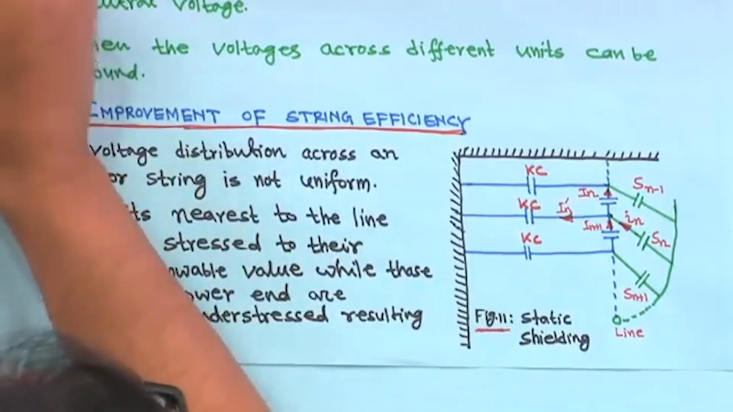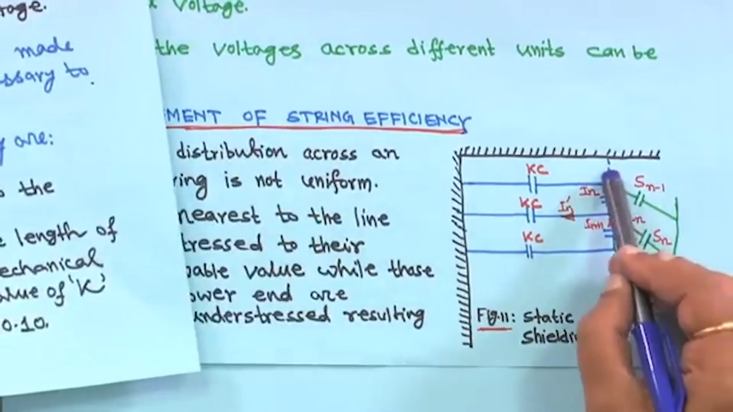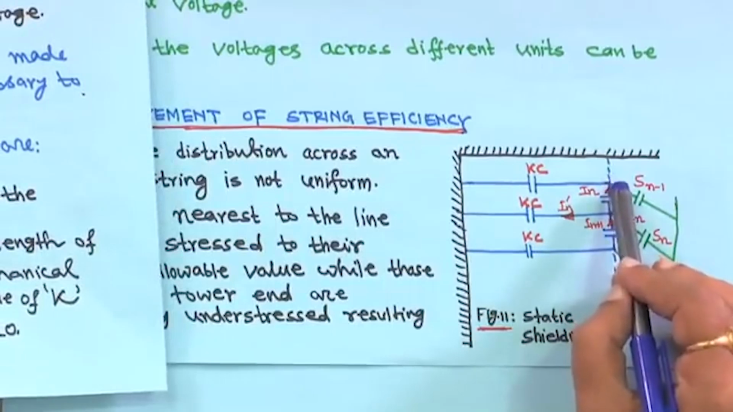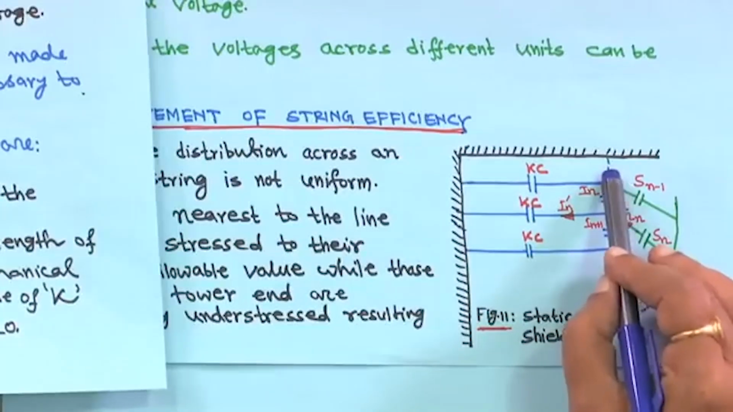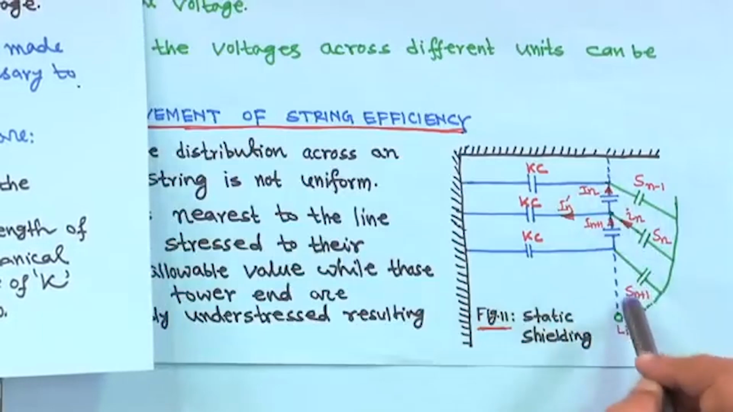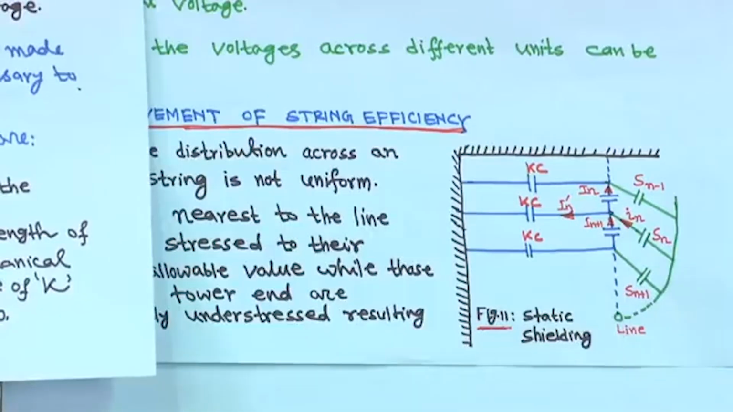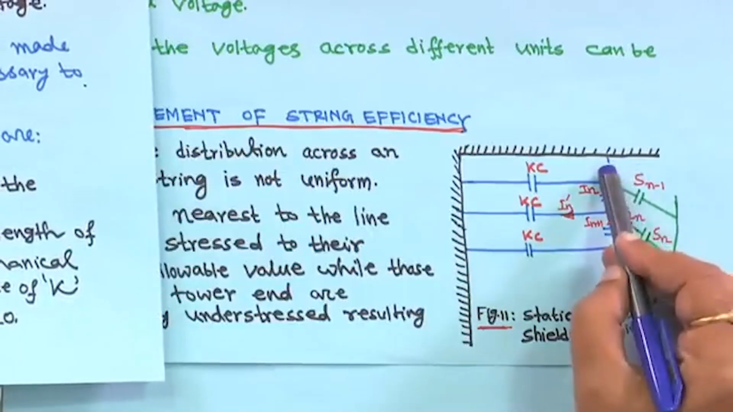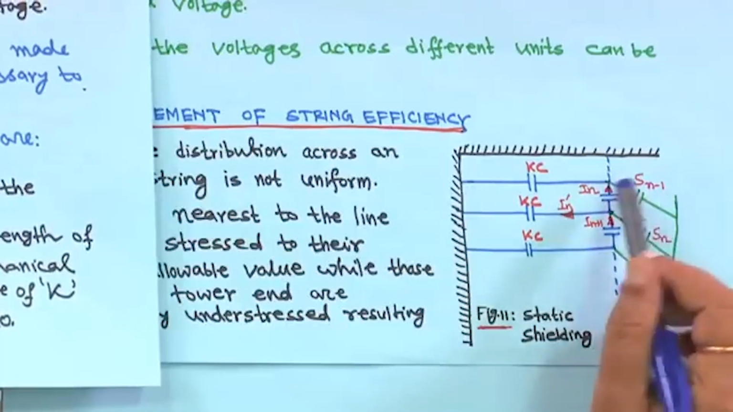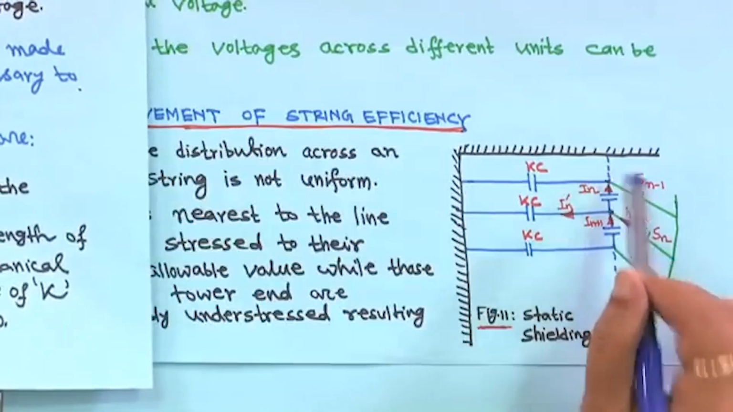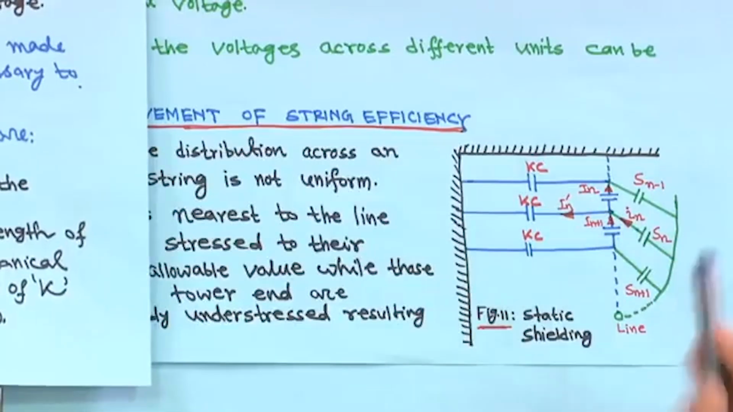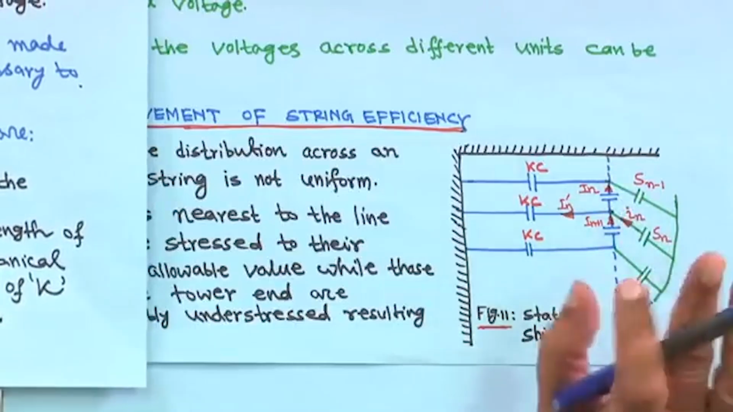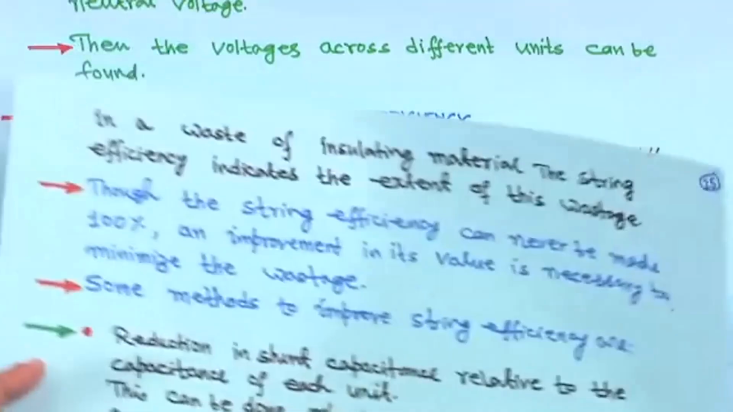What does that mean? The unit near the tower is at lower voltage, and the unit near the line has the higher voltage, although you are using identical insulating material. So one is at lower stress and the other at higher stress, which means wastage of insulating material. So the idea should be to make the voltage across each unit as equal as possible.